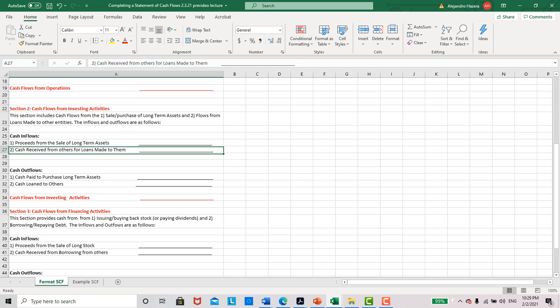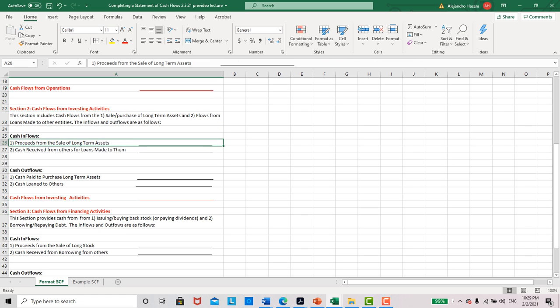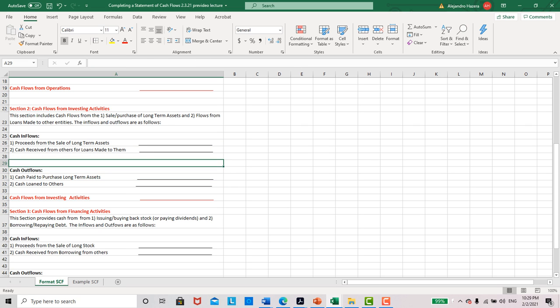So just remember there's two activities in investing activities. One is sales and purchase of any type of long-term asset. It can be a fixed asset or it can be a long-term investment. It doesn't matter. But the proceeds go right here. The proceeds from the sale are an inflow, and obviously if you buy them, they're an outflow. And when you're thinking of lending activities, the outflow is when you make the loan. The inflow is when somebody pays you back. So it's pretty simple.